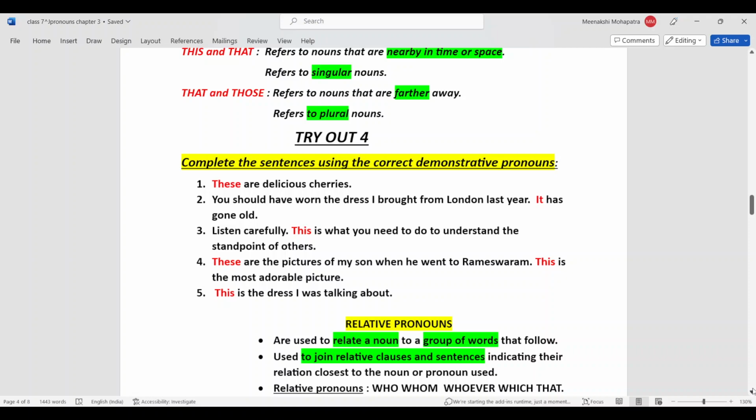Number three, listen carefully. This is what you need to do to understand the standpoint of others. Now, because you and I are talking, we are close to each other. I am telling you, listen carefully.